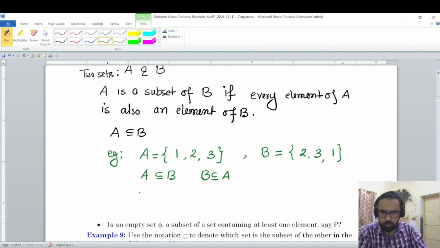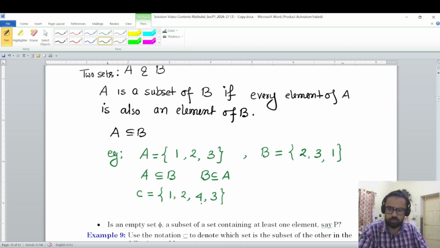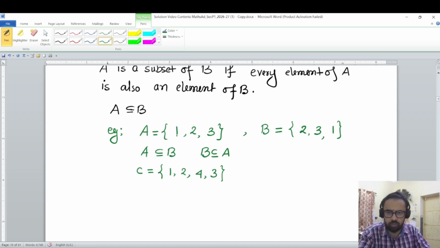If, for example, you have another set C equal to, for example, 1, 2, 4, 3, then in that case you can see every element of A is also an element of C. Like 1 is an element of A, 1 is also an element of C. 2 is an element of A, 2 is also an element of C. 3 is an element of A, 3 is also an element of C. Therefore, we can write A subset of C.